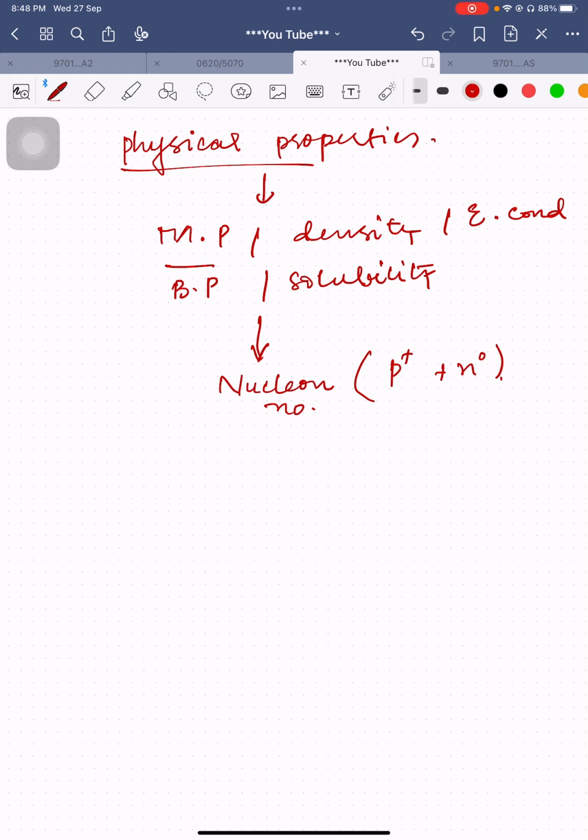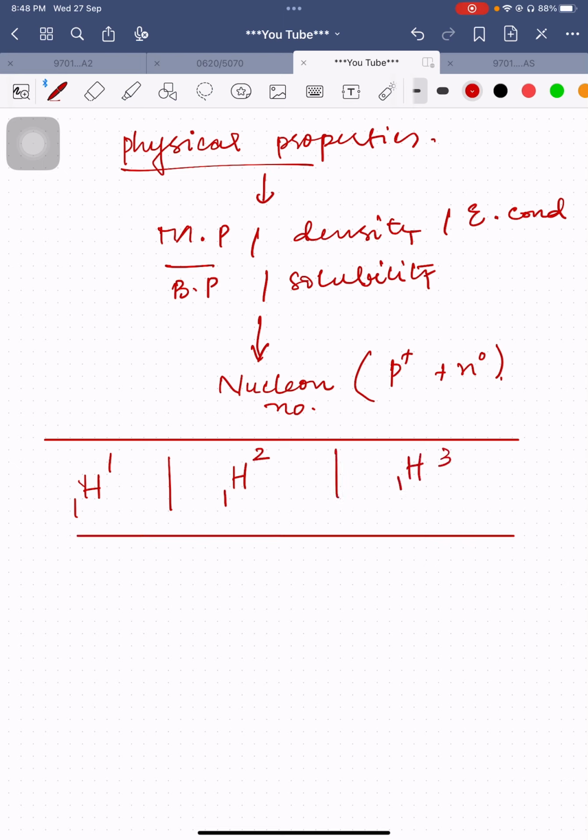Now, what is average atomic mass? For example, we can see that there are three isotopes of hydrogen: one is 1H1, the other is 1H2, and the third is 1H3. Whereas in the case of chlorine, one is chlorine-35, whereas the other is chlorine-37. So where is this chlorine-35 written in the periodic table? It is not written.